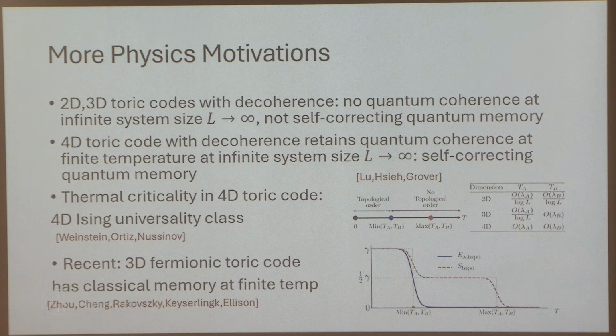Once you go to 4D toric code, you immediately discover that you have two non-zero phase transitions. There's a finite temperature where it still maintains non-zero quantum coherence. For example, we can ask what the criticality for those transitions is. In the case of 4D toric code, the transition where you lose the quantum coherence is described by the 4D Ising model. So this is pretty standard. Okay.